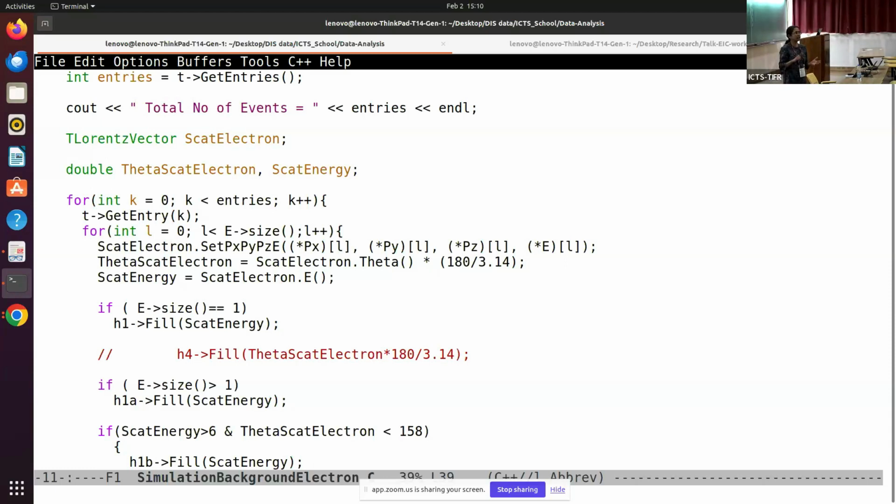So this theta is given basically in radian. Okay, so I have to convert it into degree. So I am multiplying by 180 by 3.14. Okay.